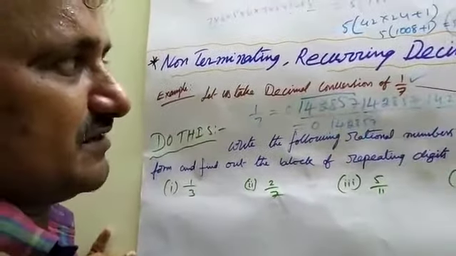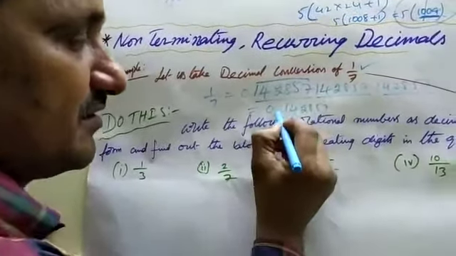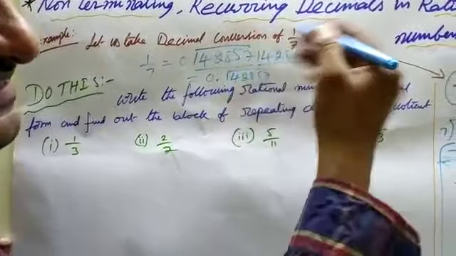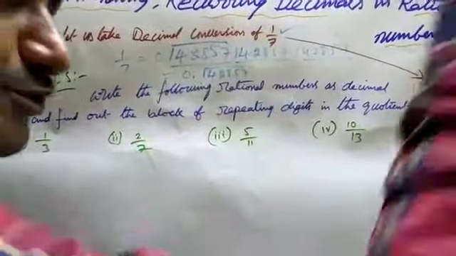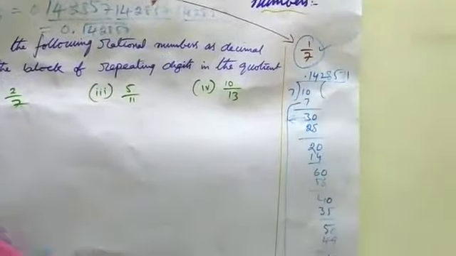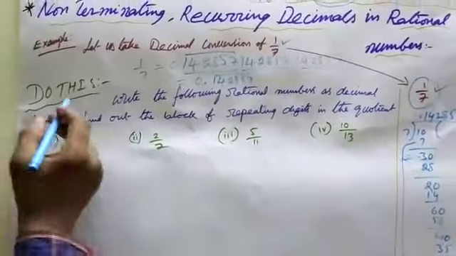Recurring means repeated. Non-terminating repeated. How many digits are repeated? 6 digits are repeated. How many times? Up to so on. This is the best example of 1 by 7. 1 by 7 is a non-terminating decimal in the rational numbers.